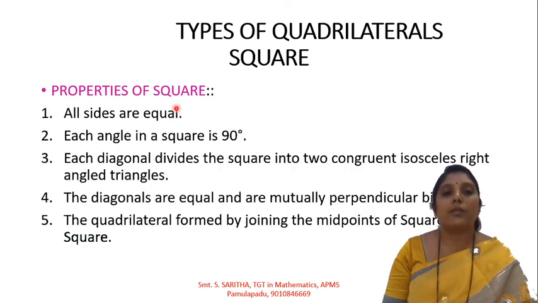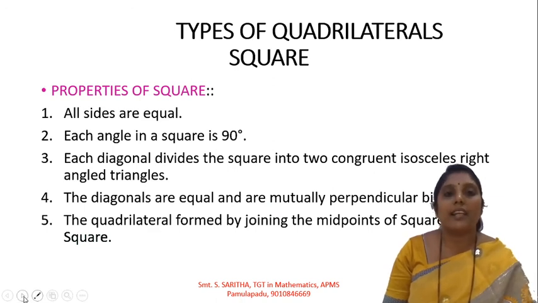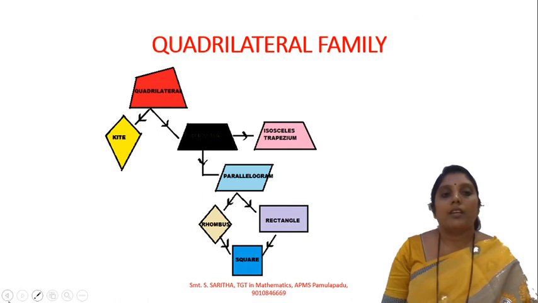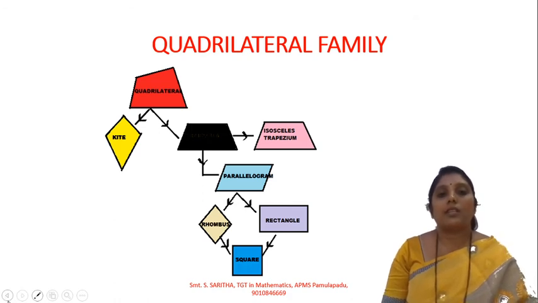So, in a square, all sides are equal, all angles are equal and each is 90 degrees. Each diagonal divides the square into two congruent isosceles right-angled triangles. The diagonals are equal and bisect each other perpendicularly. The quadrilateral formed by joining the midpoints of the sides of a square is again a square. So, this is about a square.